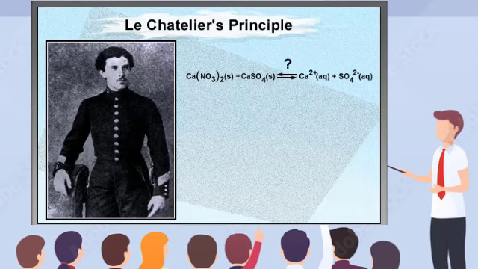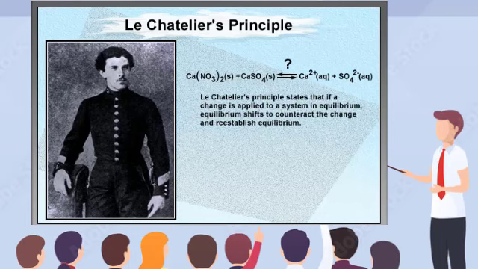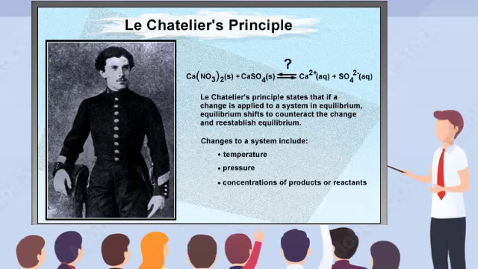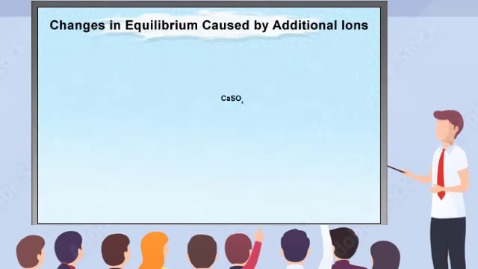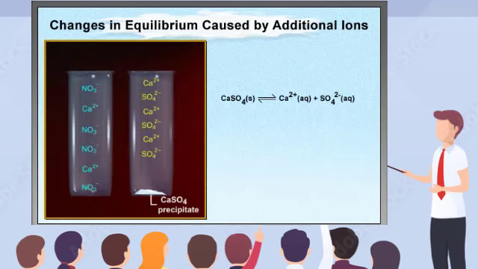Knowledge of Le Chatelier's principle helps answer this question. Le Chatelier's principle states that if a change is applied to a system at equilibrium, the equilibrium shifts to counteract the change and re-establish equilibrium. Changes that can alter equilibrium include changes in temperature, pressure, and the concentrations of reactants or products. The addition of calcium nitrate to a saturated solution of calcium sulfate upsets equilibrium because calcium ions and nitrate ions are added to the solution.